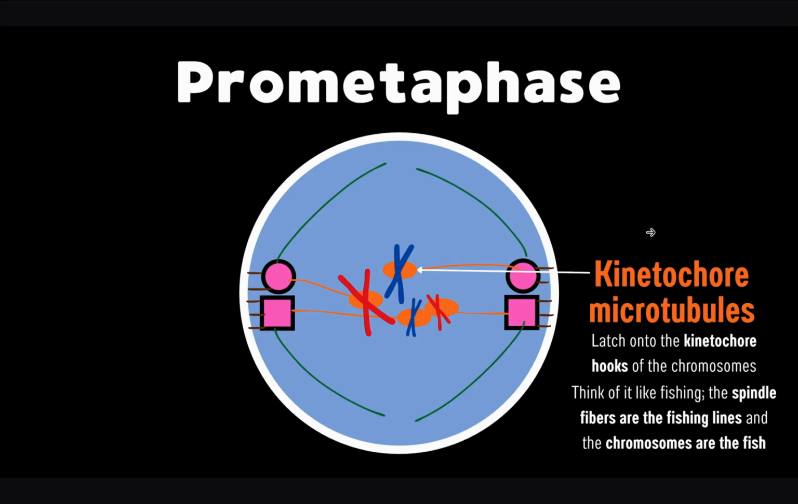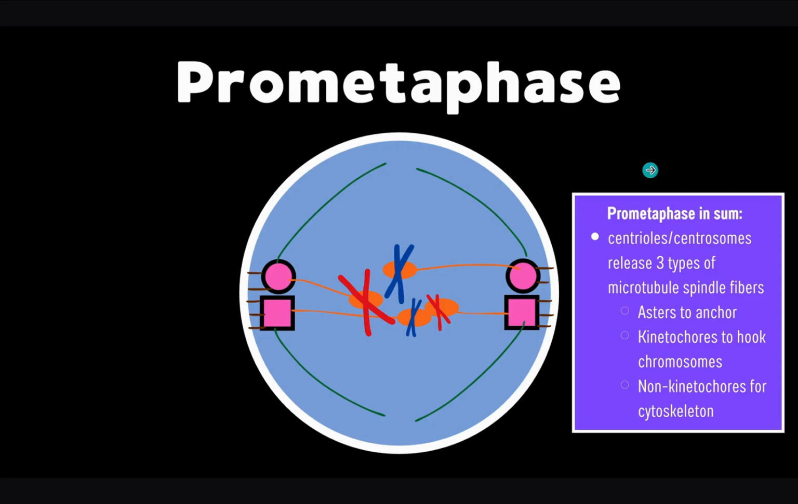So think of it like fishing. The centrioles are basically like fishers. They're going out into the sea and they spot a little chromosome that's like a fish there. So they cast their fishing line, which is like the kinetochore spindle fiber, and they latch onto it with the hook that is on that little chromosome. Alright? So basically, in prometaphase, the centrioles/centromeres release 3 types of microtubule spindle fibers: asters to anchor, kinetochores to hook, and then non-kinetochores for the cytoskeleton later on.